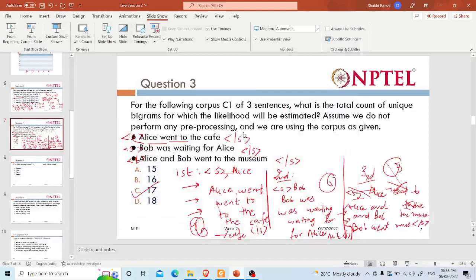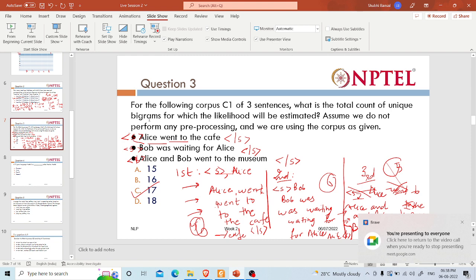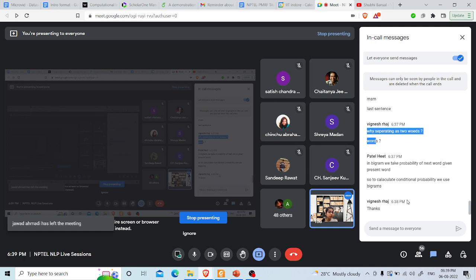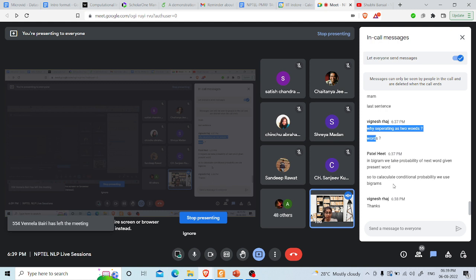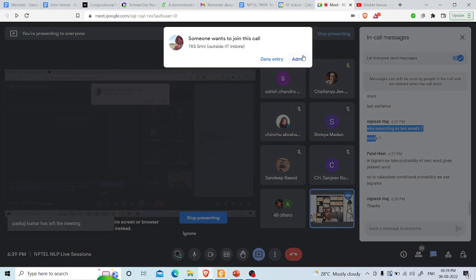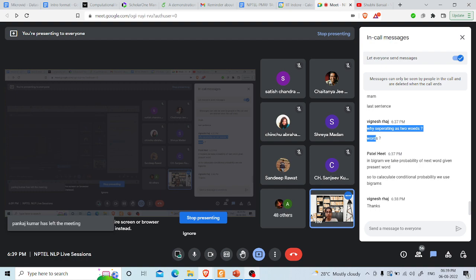Because in the question they mention we are to consider bigrams. Bigrams are like two words taken at a time. That's why we are considering two words. In a bigram model, we take the probability of the next word given the present word, so to calculate the conditional probability, we use bigrams. That is a concept we will see in the upcoming questions. But as of now, you are not required to calculate the conditional probability. Here they just want to check whether you are clear with the concept of what bigrams are.